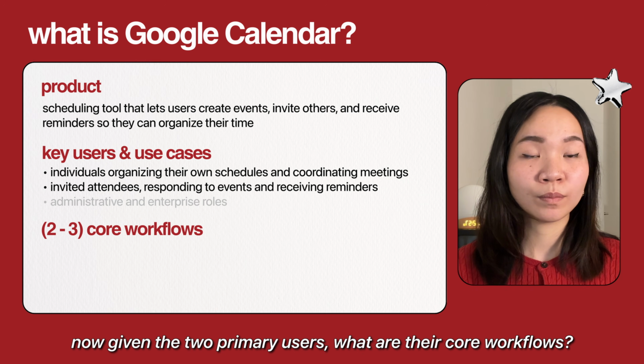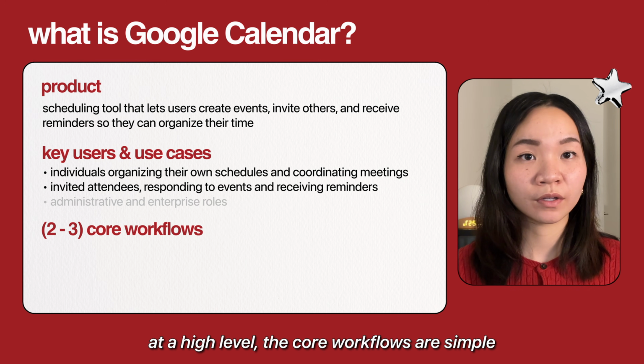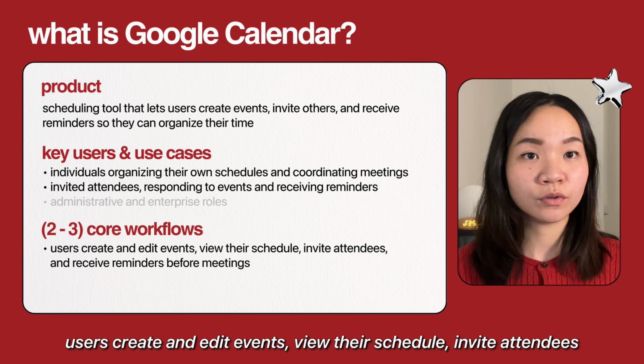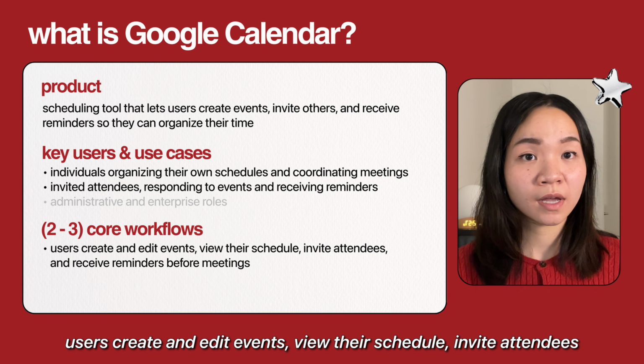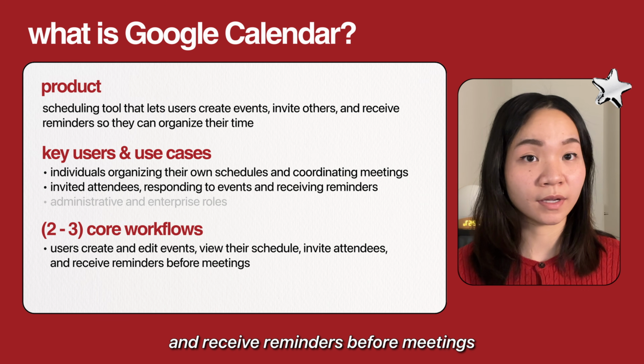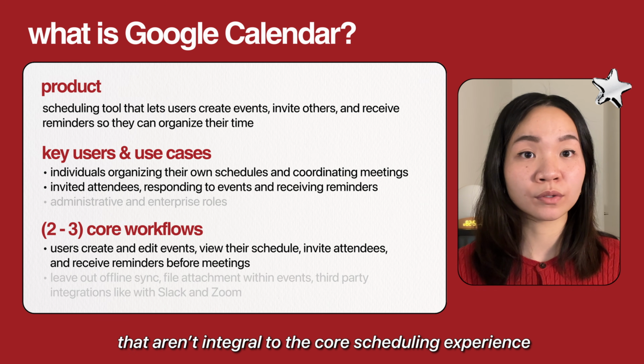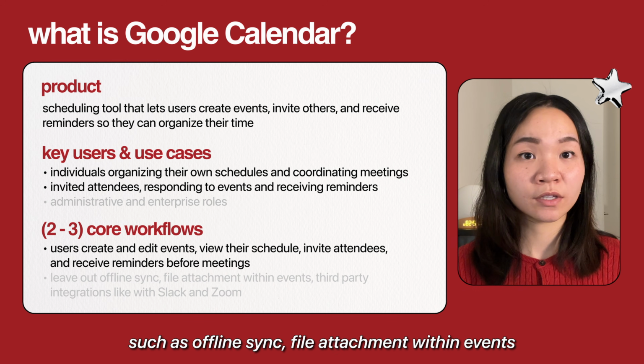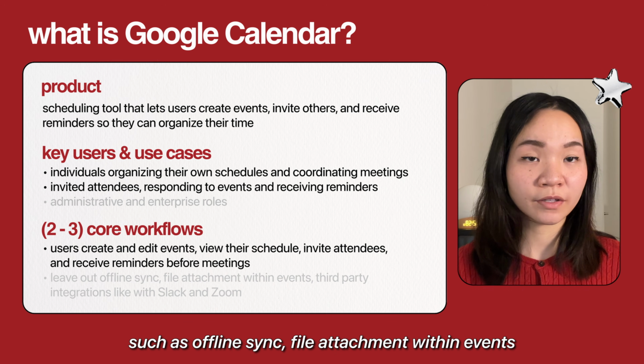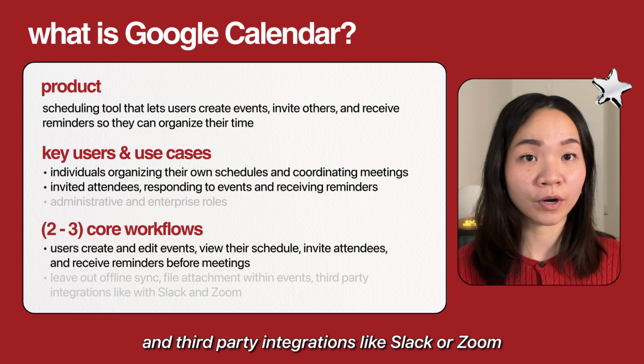Now, given the 2 primary users, what are their core workflows? At a high level, the core workflows are simple. Users create and edit events, view their schedule, invite attendees, and receive reminders before meetings. We're also going to leave out workflows that aren't integral to the core scheduling experience, such as offline sync, file attachment within events, and third-party integrations like with Slack or Zoom.